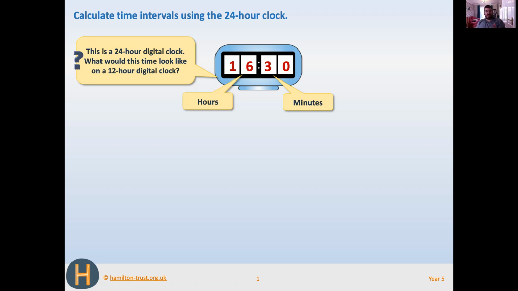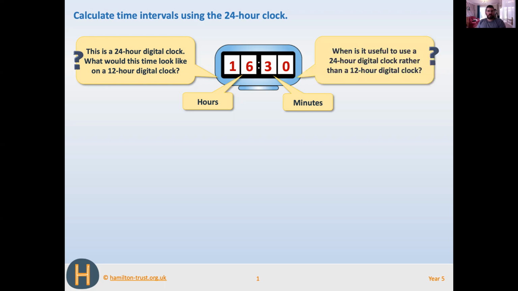Ultimately, if we're doing duration, it's not the end of the world, but you should be able to know what time this is. If it was a 12-hour clock, what would it say? Hopefully you think it would say 4:30 p.m. If you remember, to work out 24-hour clock, the minutes stay the same. We take 12 away from the hours. Just take away 12, and it tells us 16 take away 12 is 4 p.m. If it's more than 12, it's in the afternoon, and this is 4 p.m.